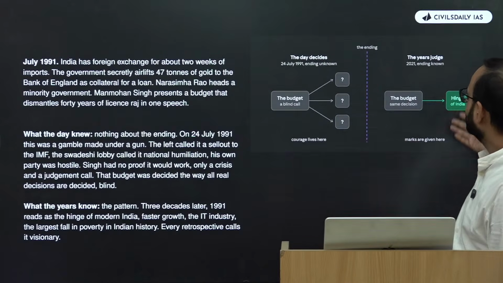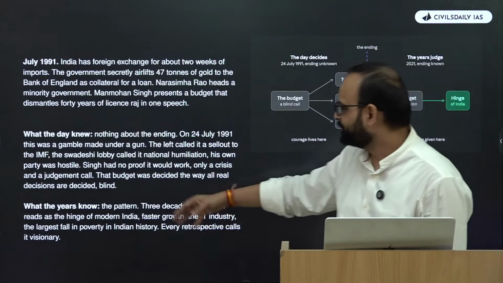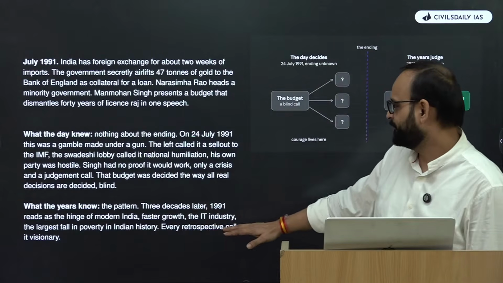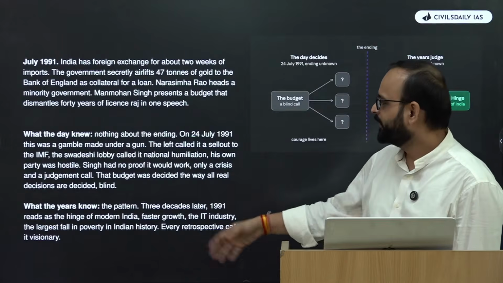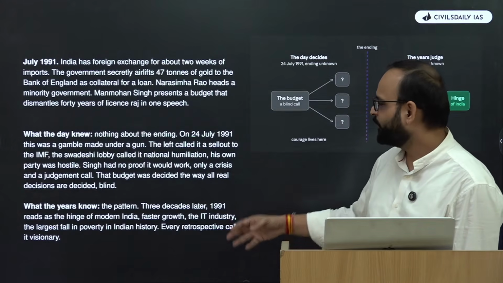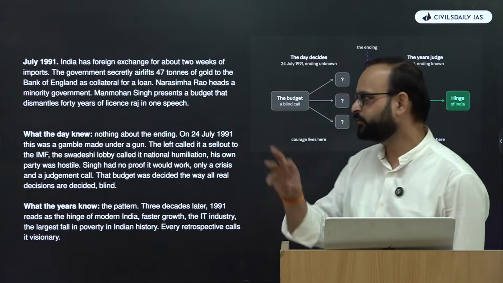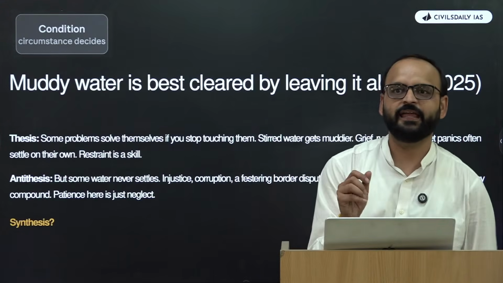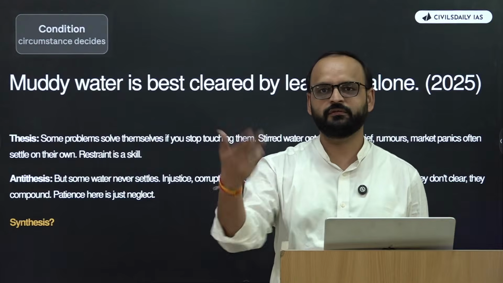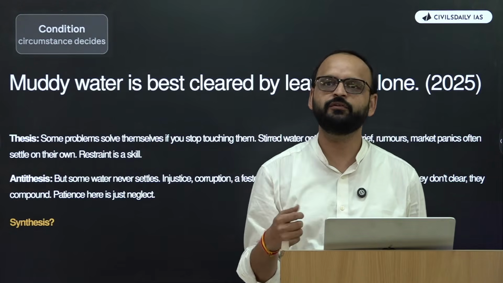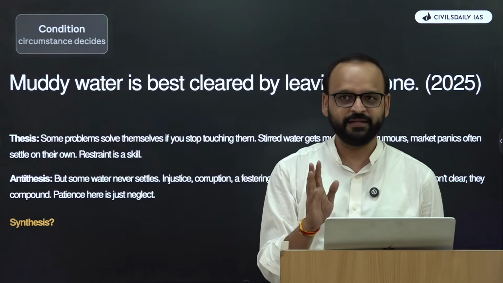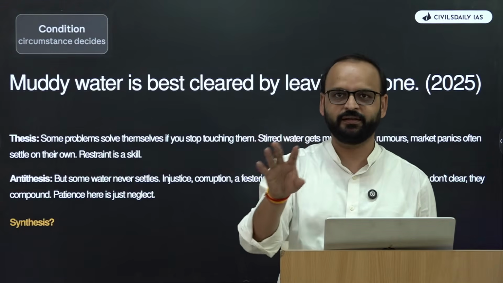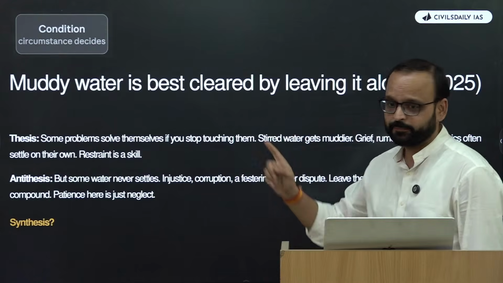As we now know, three decades later, 1991 reads as the hinge of modern India: faster growth, the IT industry, and the largest fall in poverty in Indian history. All of these, by the way, are retrospective calls. So the years judged you, and the day gave you an option to show courage, or gave you the gunpoint scenario, and you took the call, right? You have to either balance both, or align the right value of both these things where they lie. Cool. That's the last synthesis.